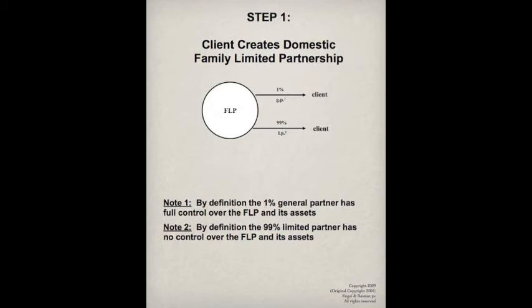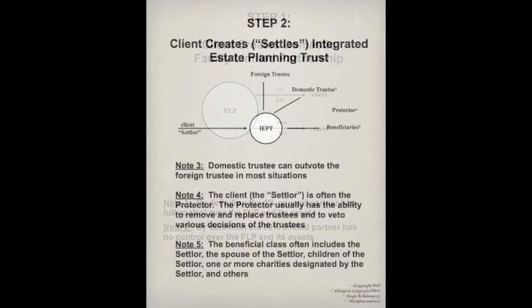All right. That's step one. We create the partnership, drop the $1 million in, and these interests result. Step two, we create the Integrated Estate Planning Trust. To your left, the settlor, that's just a historical designation. We have oftentimes two trustees, a foreign trustee and a domestic trustee. Note 3 will tell you that the domestic trustee can outvote the foreign trustee in most situations.